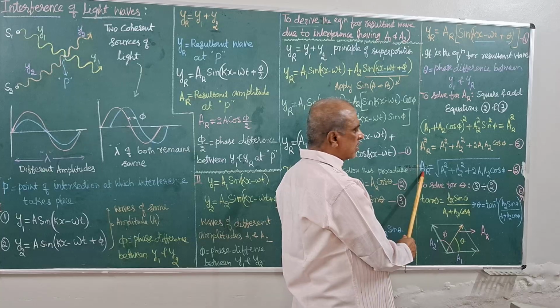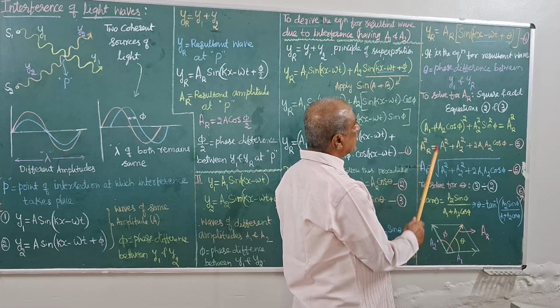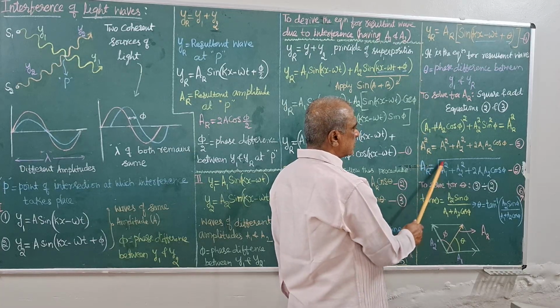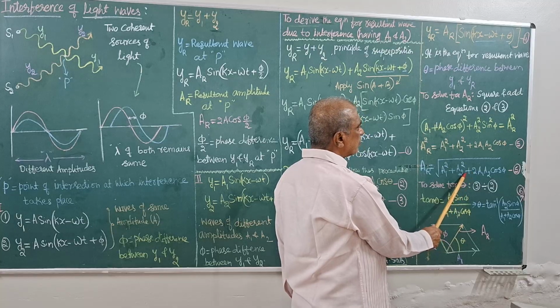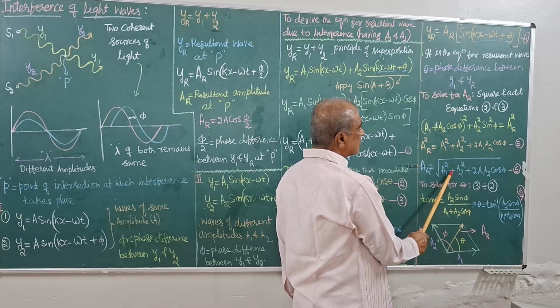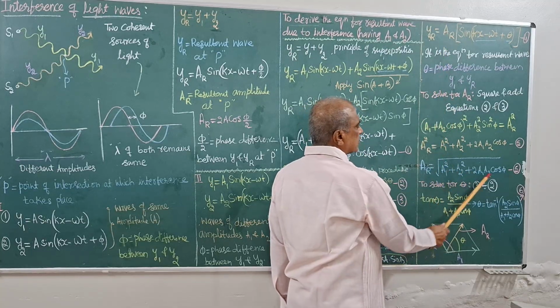The resultant amplitude of the resultant wave is this expression. We have arrived at it; this is how you have solved it. AR is this.